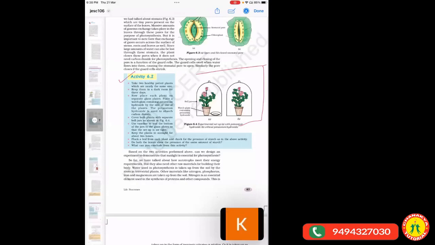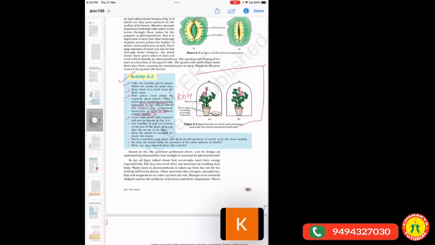Now, you can see here, the first step: take two healthy potted plants which are nearly the same size. Second, keep them in a dark room for 3 days. Third, place each on a separate glass plate and place a watch glass with KOH near one of the plants. Between both the plants, with one plant only, we should keep the KOH. The potassium hydroxide is used to absorb the carbon dioxide. So very, very important: this KOH is used to absorb the carbon dioxide.